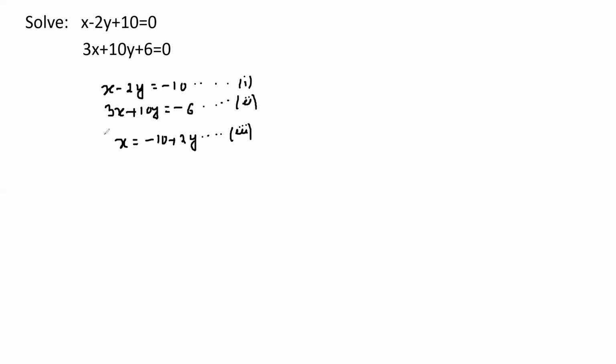Now I'm going to put this value in equation 2. Why not equation 1? You may ask me that question. Let's see what happens if I put it in equation 1. If I put this value here, it will become minus 10 plus 2y. I'm keeping the value of x in equation 1, and then this will be minus 2y is equal to minus 10, where I can cancel the 2y and 2y, and then I get minus 10 is equal to minus 10, which is true. So why am I getting this? Because I'm putting the same value in equation 1.